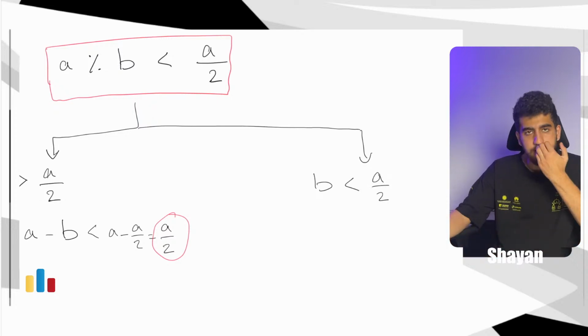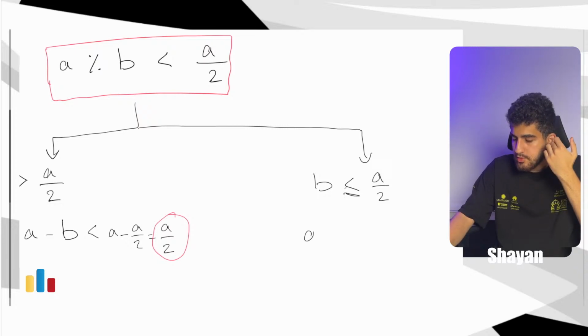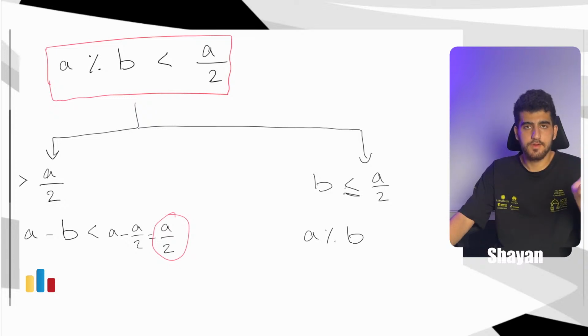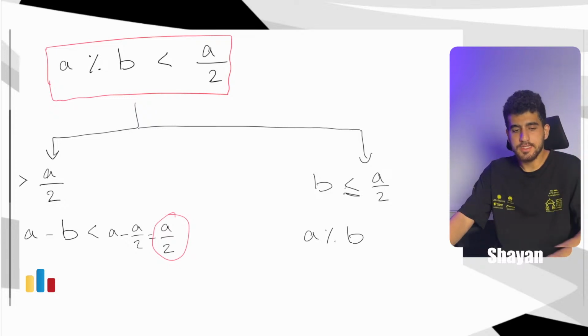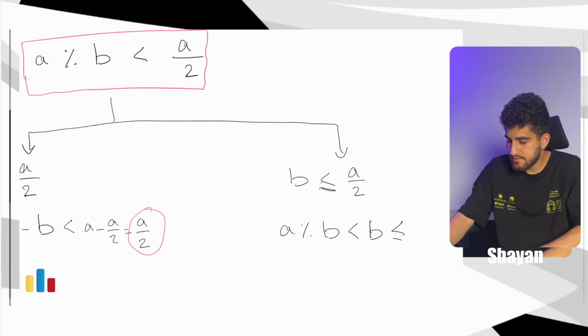So B is either greater than a half or less than or equal to a half. We know that a modulo B is going to be a number from 0 to B minus 1. A modulo B is always a number from 0 to B minus 1. So a modulo B is going to be less than B. And we know that B is at most a half. Therefore, in this case also a modulo B is less than a half.